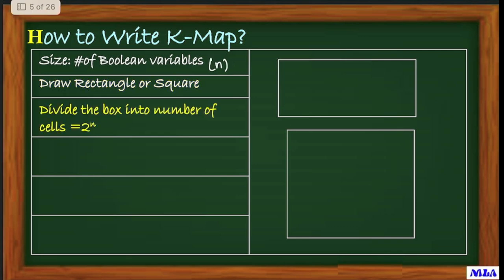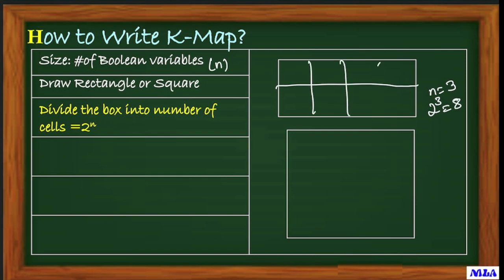After drawing the box, the next step will be to divide the box into a number of cells equal to 2 to the power n. Let me consider the first case with n equal to 3, that is 3 Boolean variables. Then we will draw a rectangular box. We will divide the box into 2 to the power 3, that's nothing but 8 cells. We do this by dividing the box first into 2 rows followed by 4 columns.